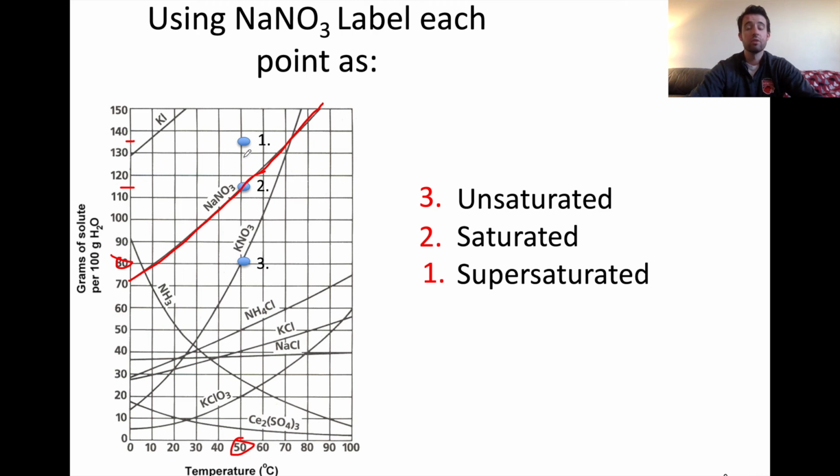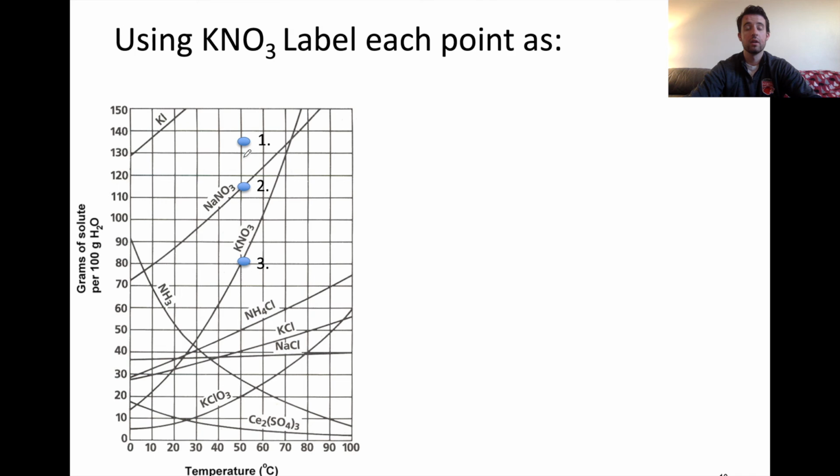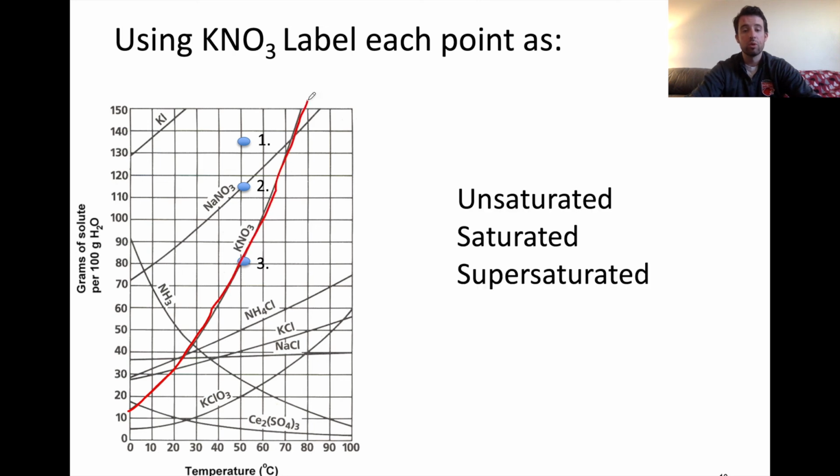Go ahead and try the same thing for KNO3. Hopefully you did. With KNO3 now, number 3 is going to be saturated, and then 1 and 2 are both above that KNO3 line, so they are both considered supersaturated.